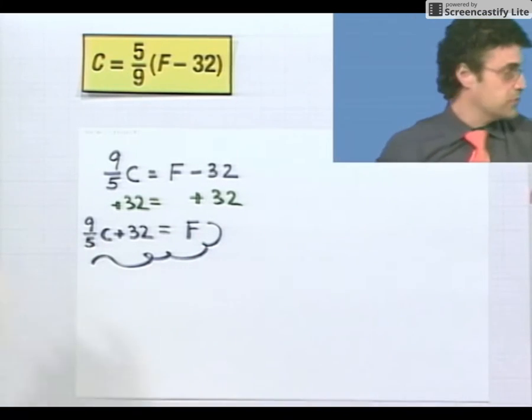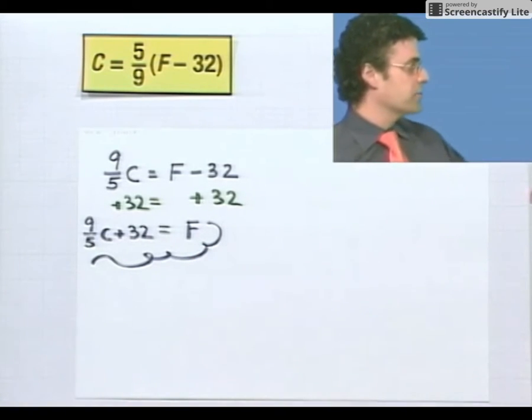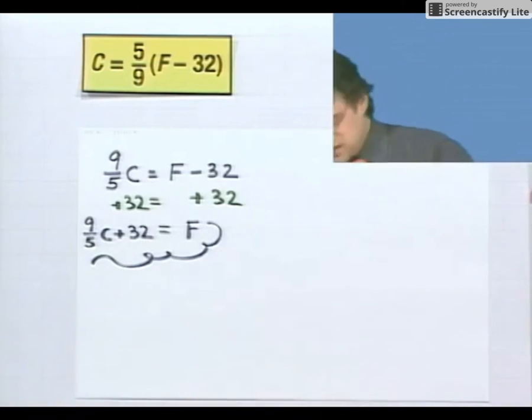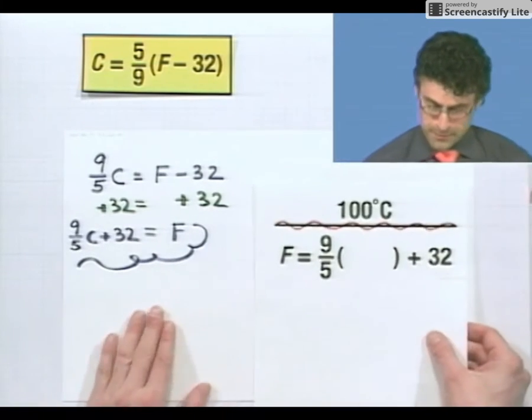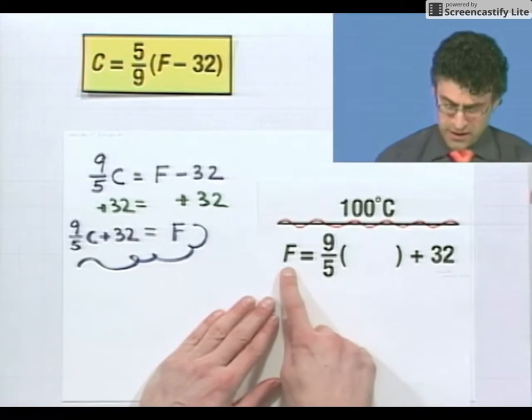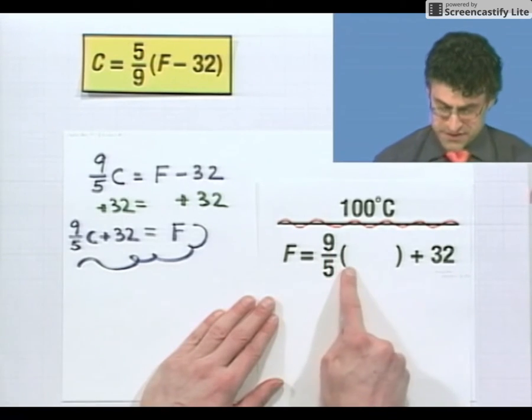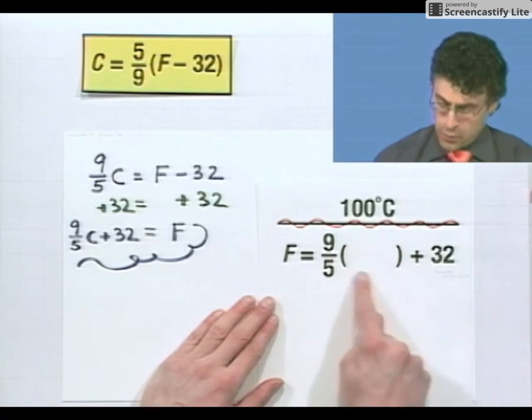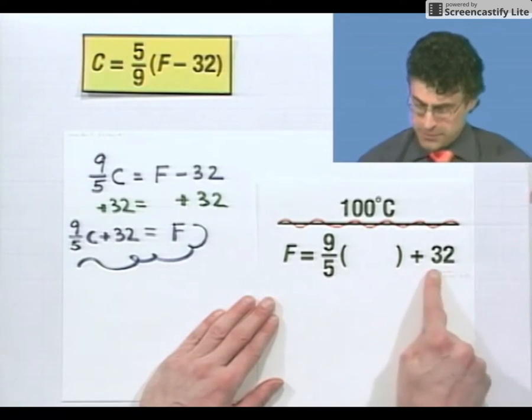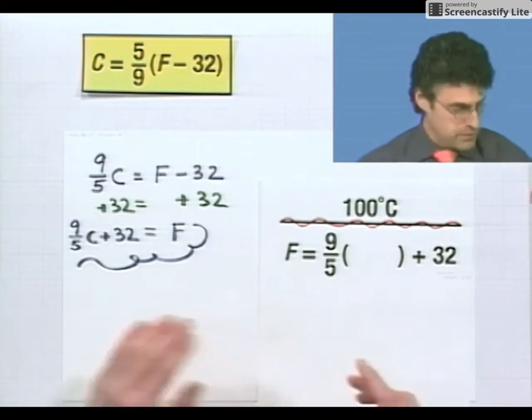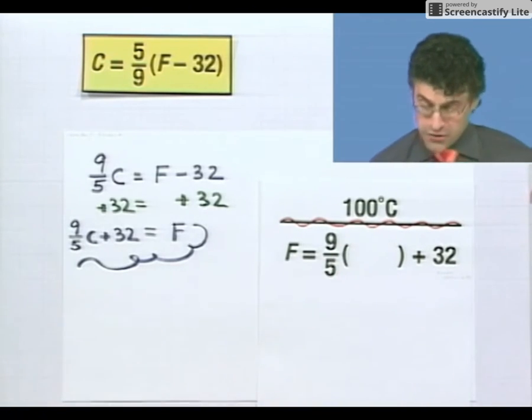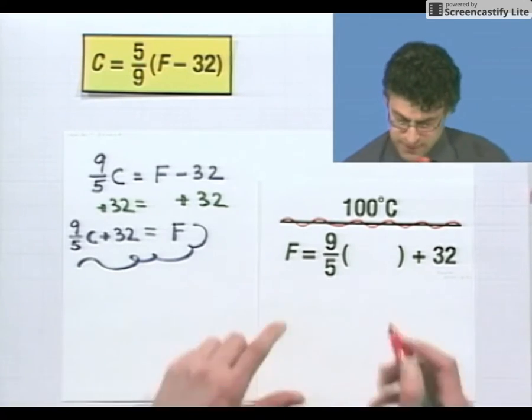So let's convert the ones that were asked. So the first one we asked was 100 degrees Celsius. So 100 degrees Celsius. Well, how would we proceed? Well, here's the formula. F equals 9/5 times whatever we want to put in here in terms of Celsius plus 32. In this case, we want to pop in 100 degrees. Now that's hot, so I'm going to use red.